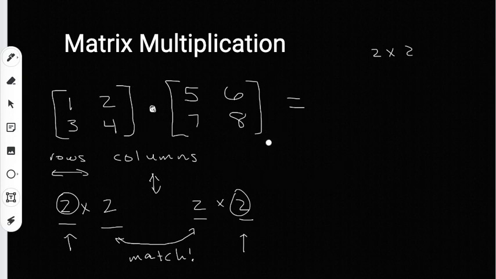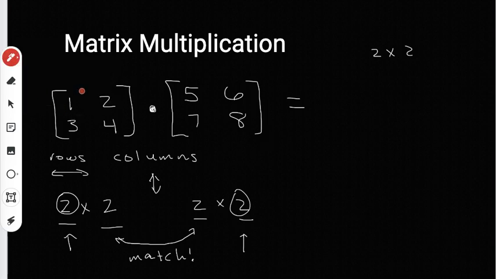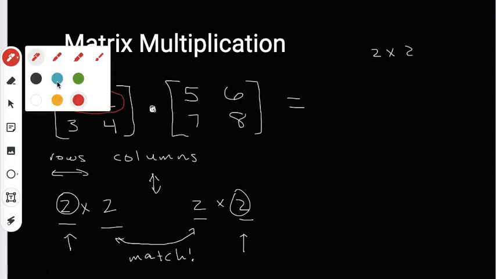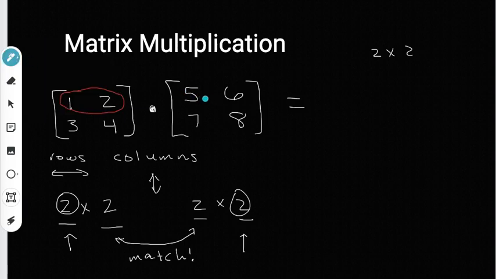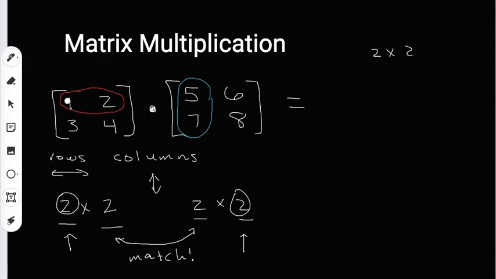So here's the way it's done. We do row by column. I'm going to circle the first row in red, and then I'm going to circle the first column in blue. So now I multiply those together. I have 1 times 5. That's going to get me 1 times 5 plus 2 times 7.